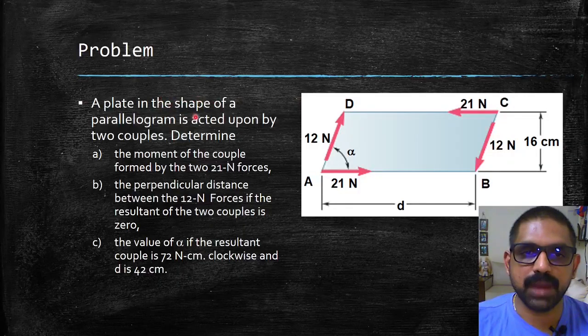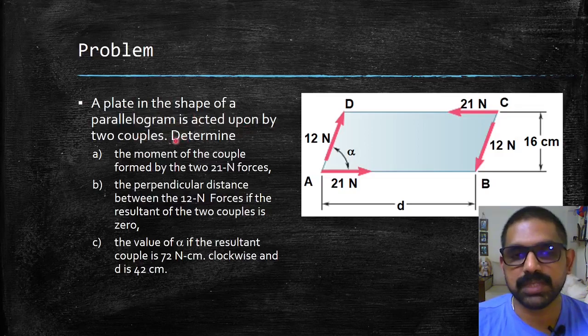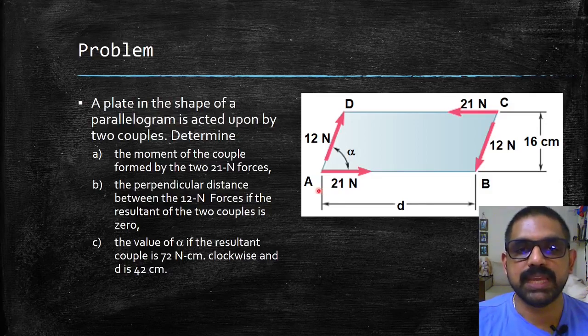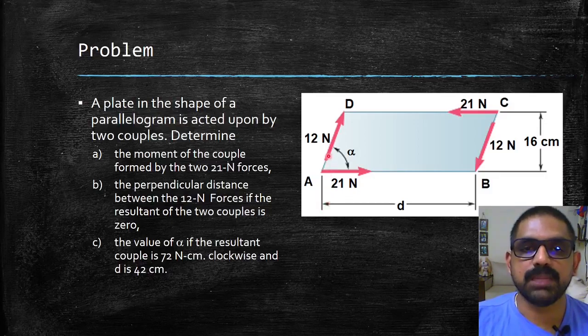A plate in the shape of a parallelogram is acted upon by two couples. Determine the moment of the couple formed by the two 21 Newton forces, that is here and here. B: the perpendicular distance between the 12 Newton forces if the resultant of the two couples is 0. That means the perpendicular distance between this 12 Newton and this 12 Newton is to be found out. And third one is the value of alpha if the resultant couple is 72 Newton centimeter clockwise and D is 42 centimeters.